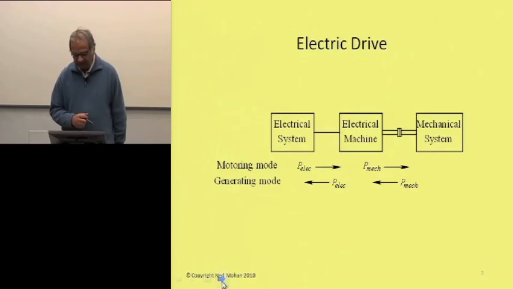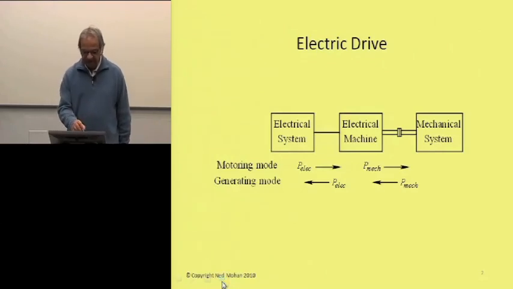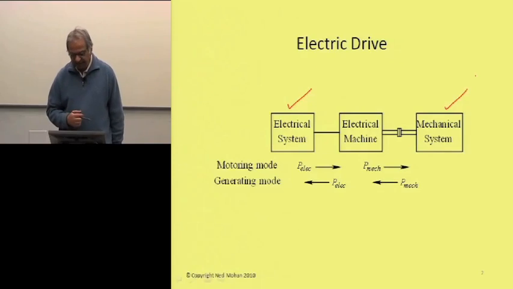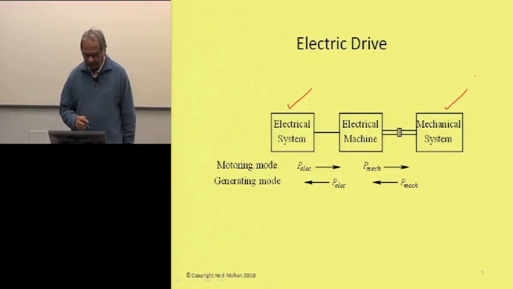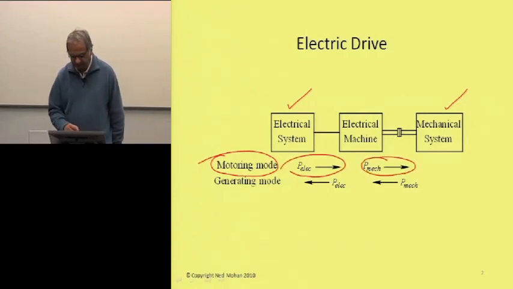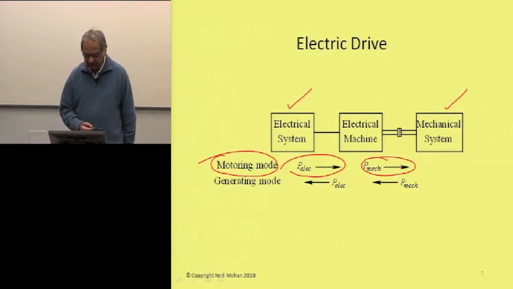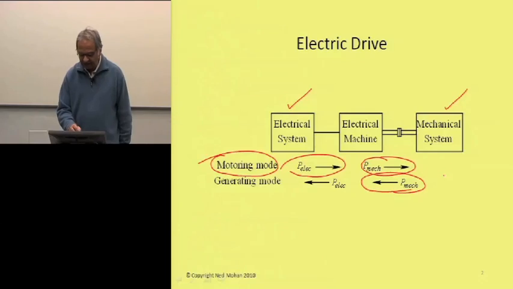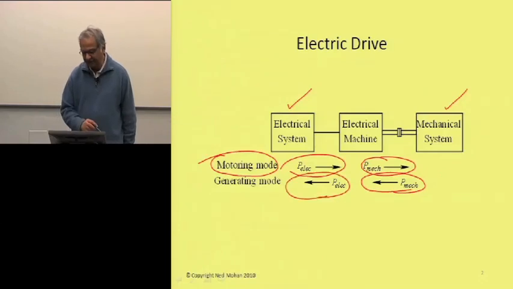So let's look at this block diagram here, where we see that we have this electrical system and this mechanical system, and the electric machine or drive, if you will, is in the middle. In the motoring mode, power is going from the electrical system to the mechanical system here. But when this machine or drive goes into generating mode, then the power is coming from the mechanical system and is going into the electrical system.